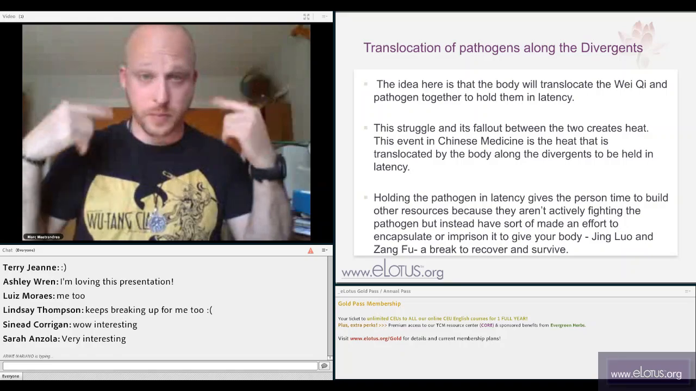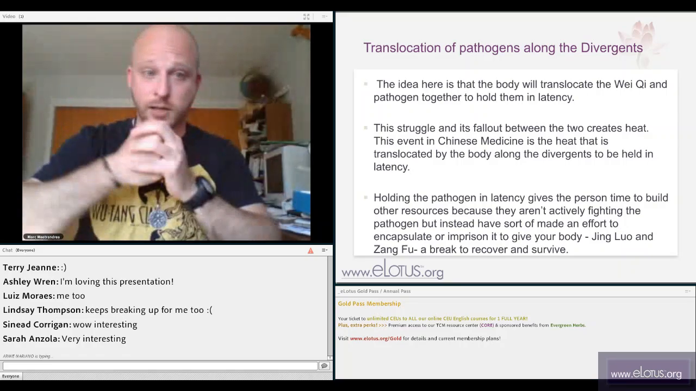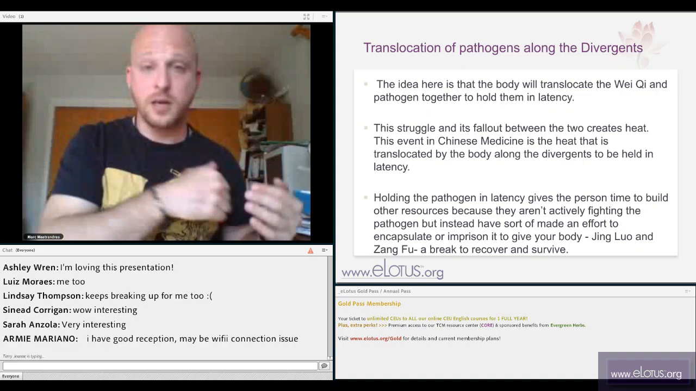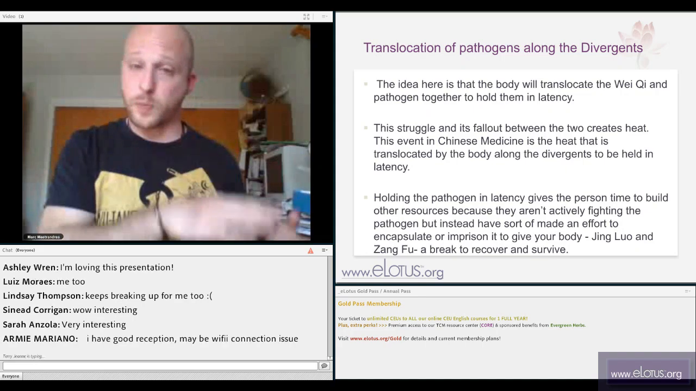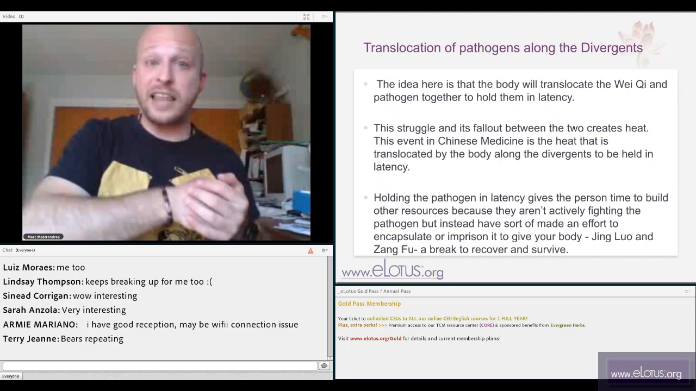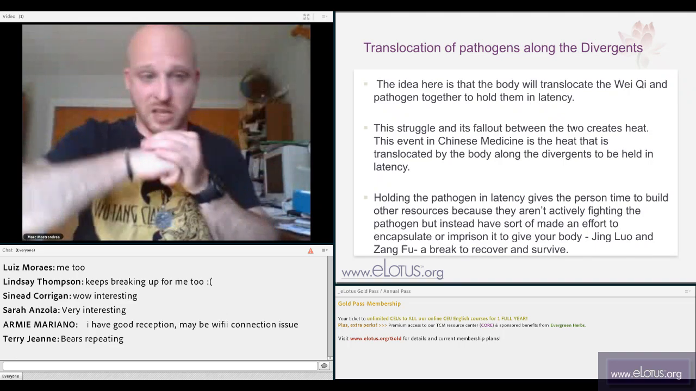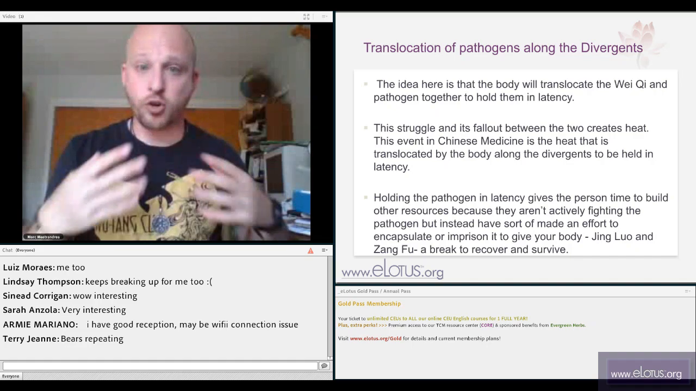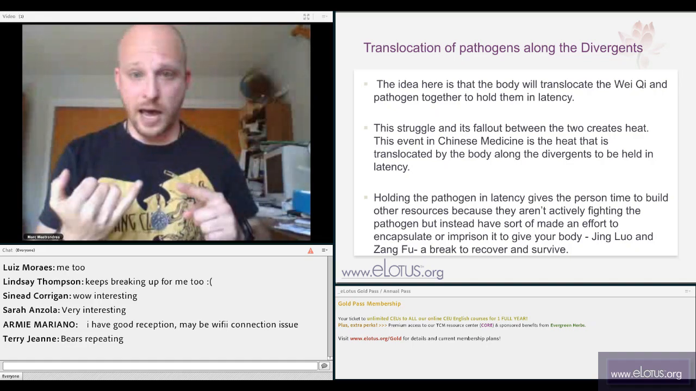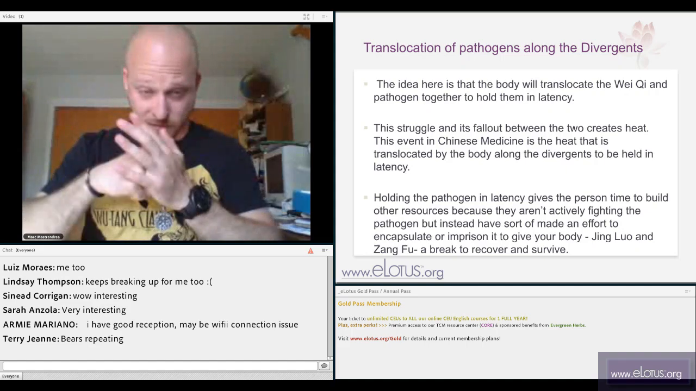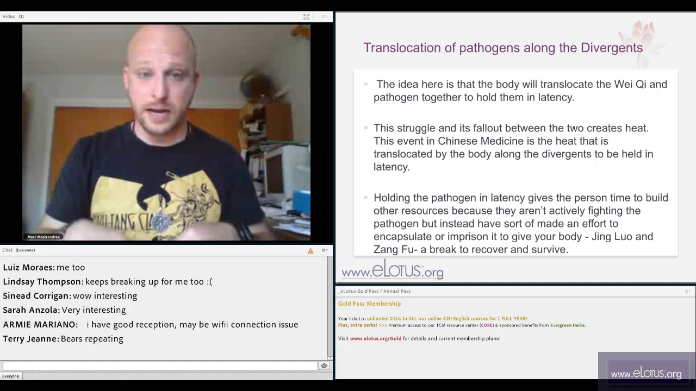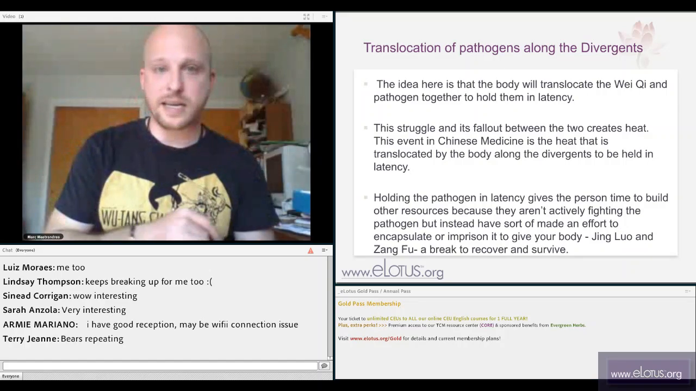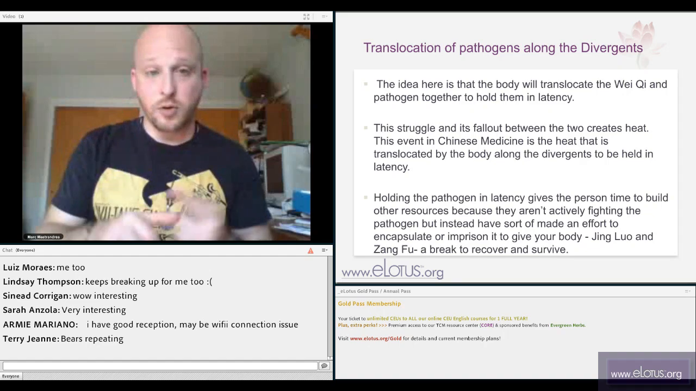I know it's a lot of repeating, but I want people to understand this. Together in this struggle, as it's being held in the Jing, in the Yuan Qi, by Yin fluids, whatever's being used, this struggle and the fallout between the two, because remember, there's heat involved. This is still going around. Even if it's a little bit, there's still vibration. It's still trying to move around. It's still battling. It's creating heat, right? So it creates heat between these two. There's a fight, and it's still creating heat in the deep level of the body, in these other channels away from the Zangfu. This event in Chinese medicine is the heat that is translocated in the body.